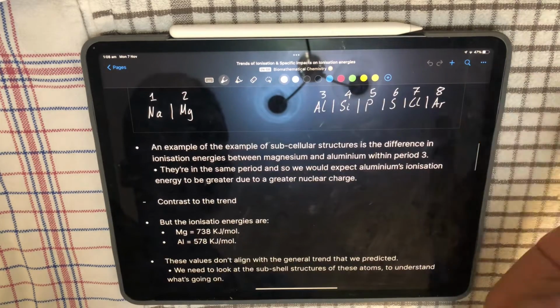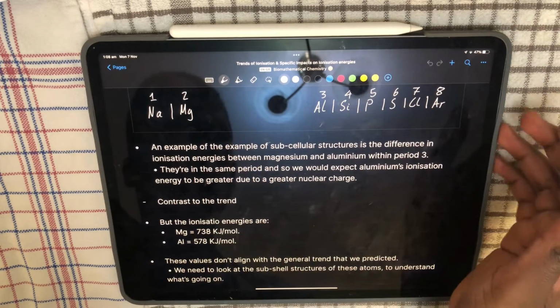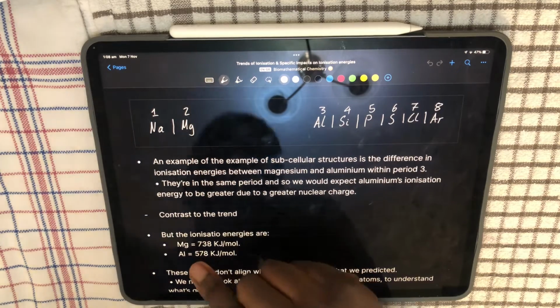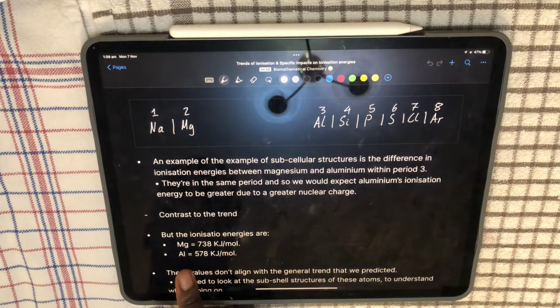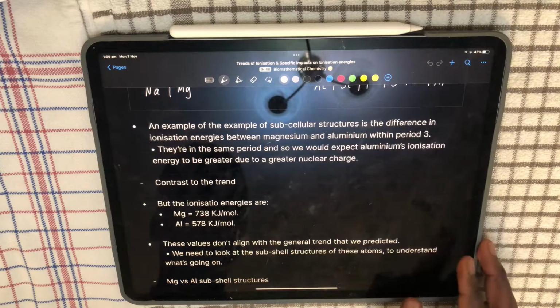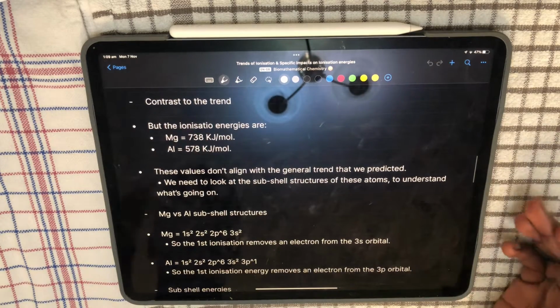However, in contrast to the trend, the ionization energies, don't mind the typo, are 738 for magnesium and 578 for aluminium. So magnesium is much higher than aluminium. So this breaks the trend. This is not what we would expect. These values don't align with the general trend that we predicted, and we need to look further into the subshell structures of these atoms to understand what's going on.